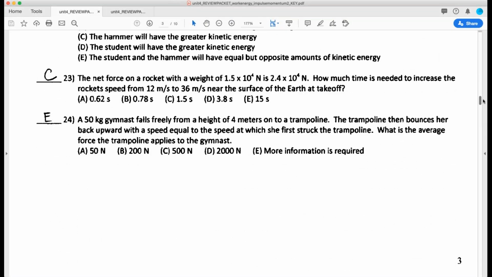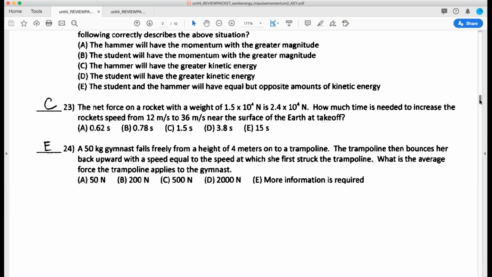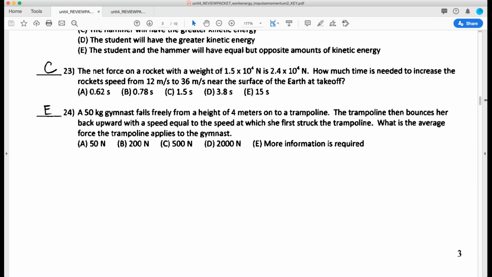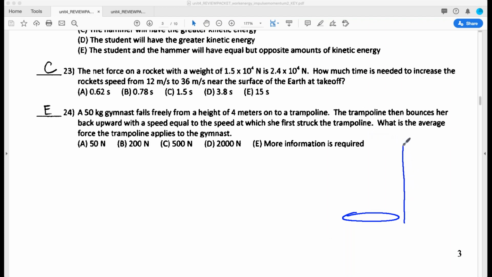Okay, so question number 24 in review packet number 2 is something that we looked at. I think it was in the 4B class today we saw it.